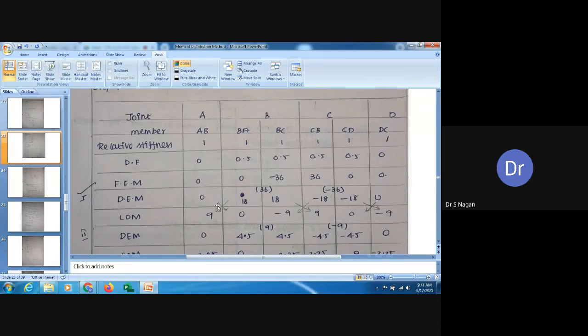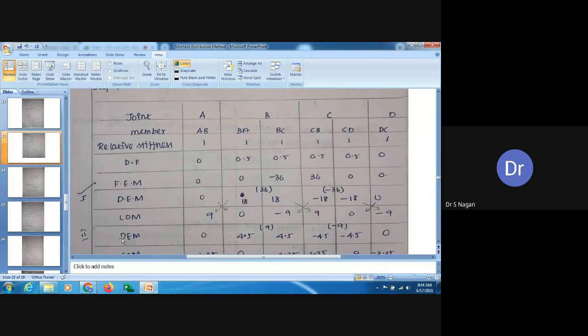Okay, so 18 divided by 2 is 9, 0, 0. Here minus 18, minus 9. So this is COM. We have started the second iteration. First iteration, these two combinations, FEM, DEM. Second iteration, COM, DEM. That's why this horizontal line is not required. You can delete this line, because these two should go together like this. So COM, carried over moment: 9, 0, minus 9, 9, 0, minus 9.